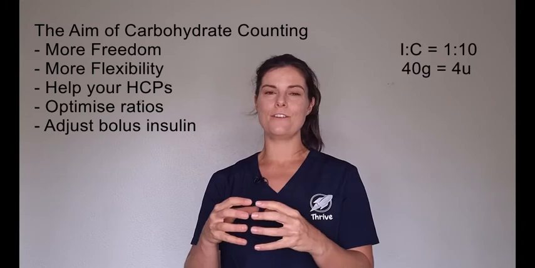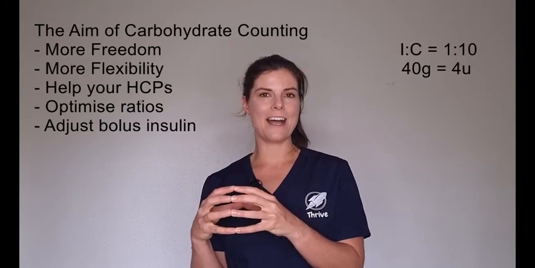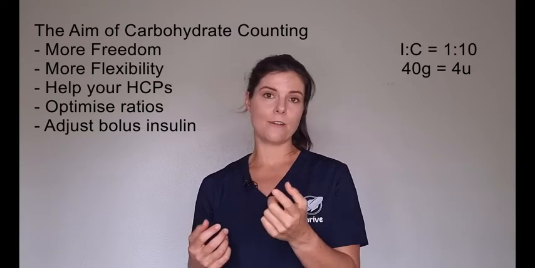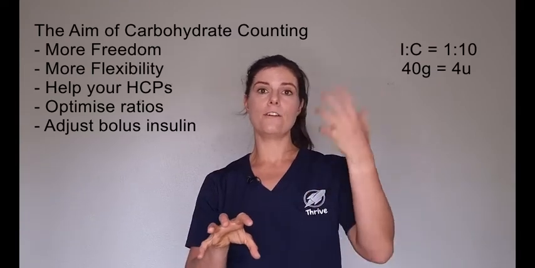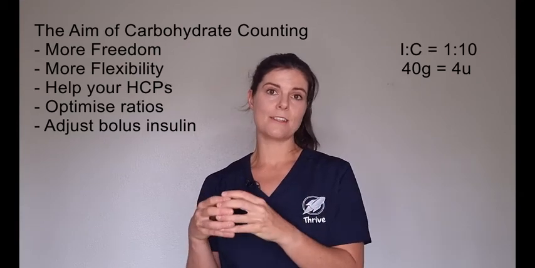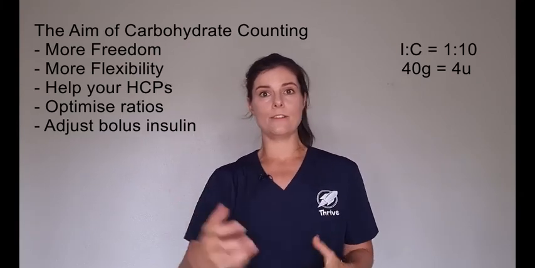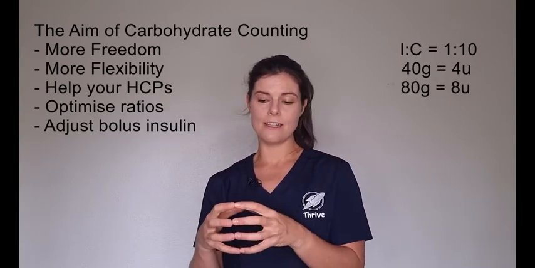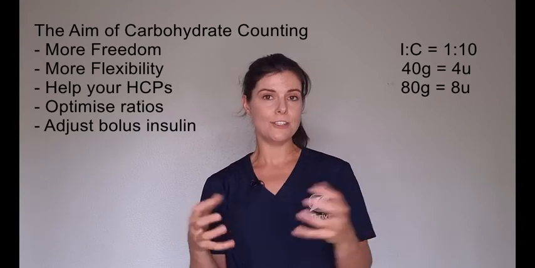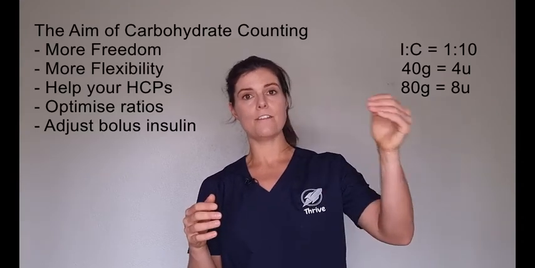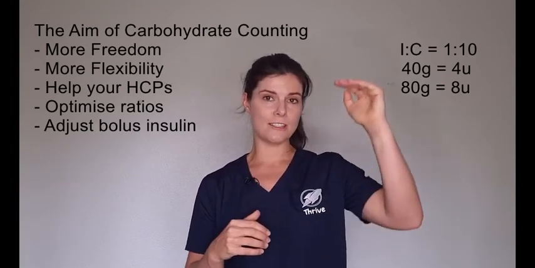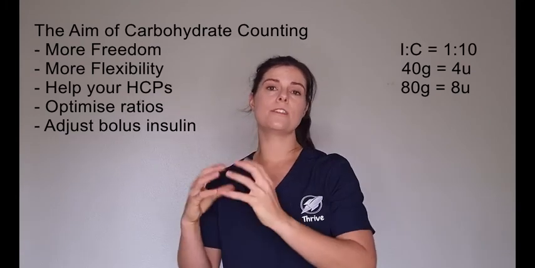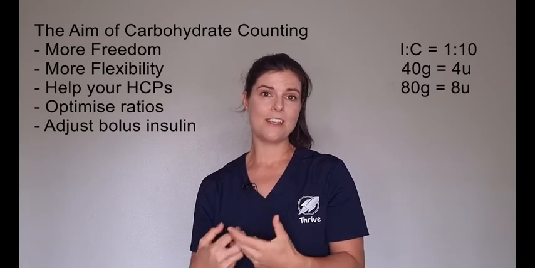So for example, if you know you're about to eat 40 grams of carbohydrates and your ratio is 1 unit of insulin per 10 grams of carbohydrate, you know that you need 4 units of insulin to cover that meal. And if you want to eat double, you want to eat 80 grams of carbohydrate, knowing that and being able to count those carbohydrates will help you to then calculate how much insulin you need for that meal, and you would give yourself 8 units. So you adjust your insulin according to the insulin to carbohydrate ratio, according to the amount of carbohydrates that you're about to eat for that meal.